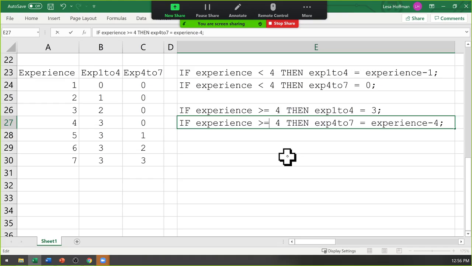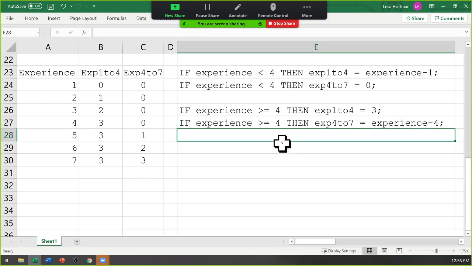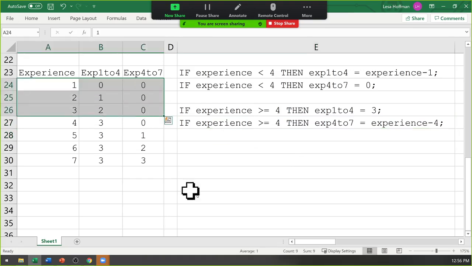Okay, so then the first two lines are for column B, and then the last two are for column C? No, the first 2 lines are for this section of both B and C. So if the original experience column in A is less than 4, then I'm going to make each of these new columns. So the first line makes column B, and the second line makes column C.